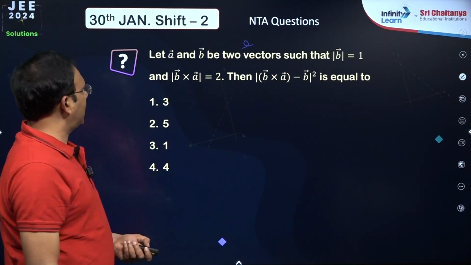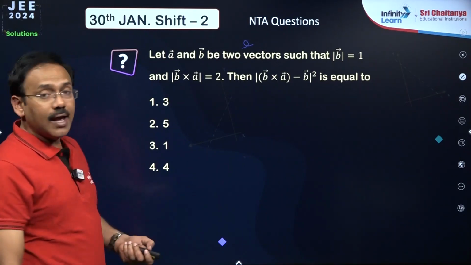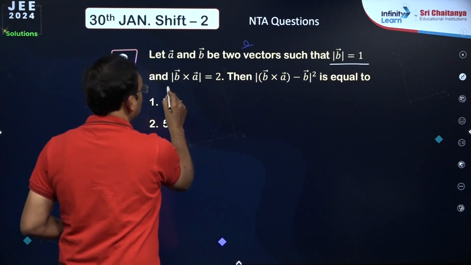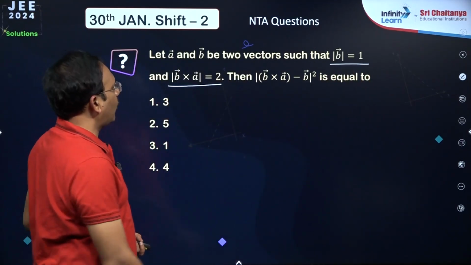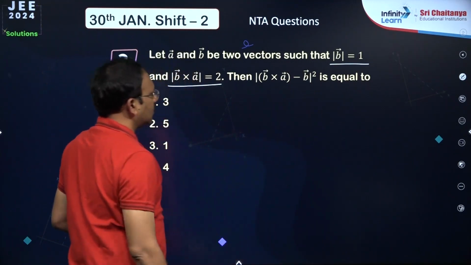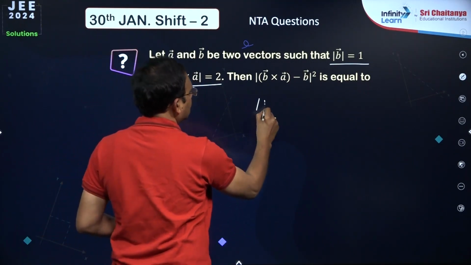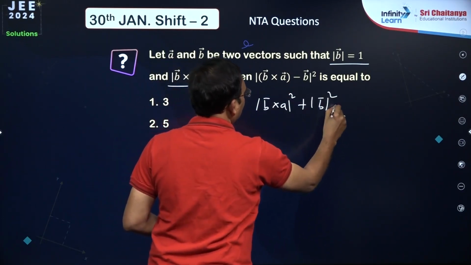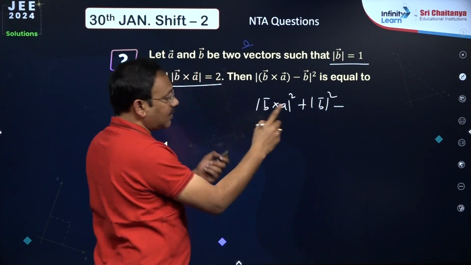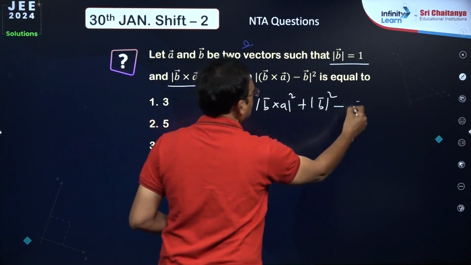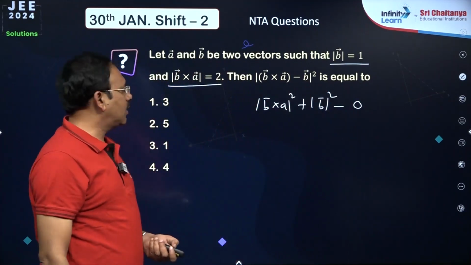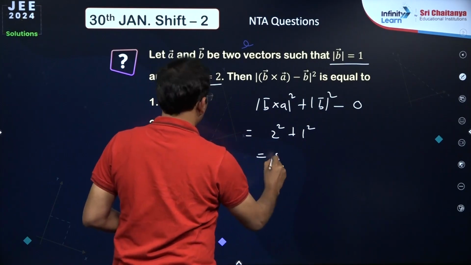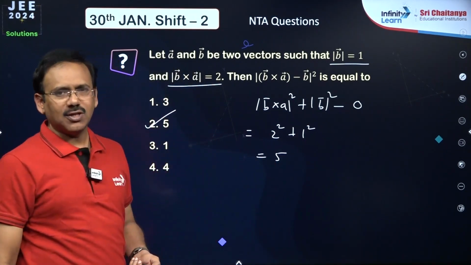That's it. Next, my dear friends, this question is related to vectors. A bar and B bar are two vectors such that the magnitude of B is given, and the magnitude of B cross A is also given. I want this vector's square, my dear friends. This vector square means first B cross A magnitude square plus B bar magnitude square minus twice of their dot product. Twice of their dot product is 0 because B cross A is perpendicular to B. B cross A magnitude is given as 2 square and this is 1 square. 5 is the answer. What a simple question it is, right?